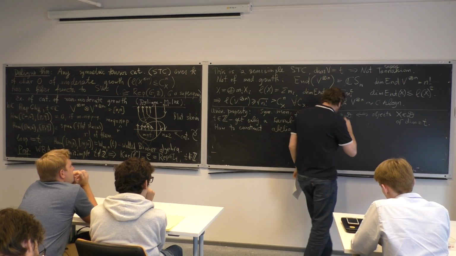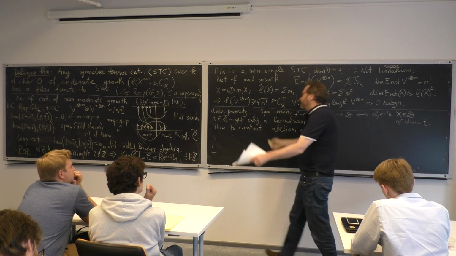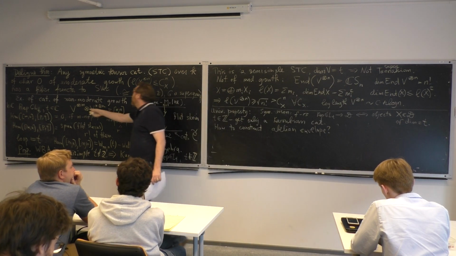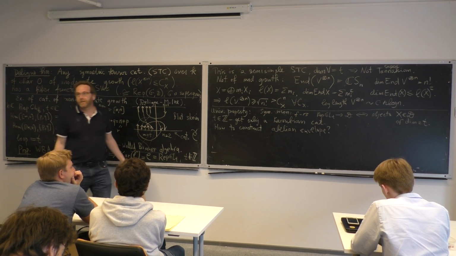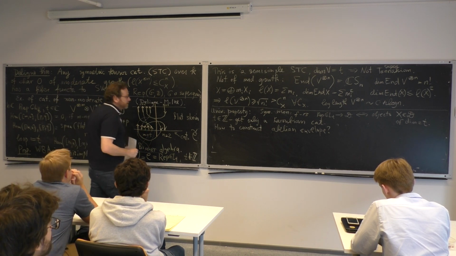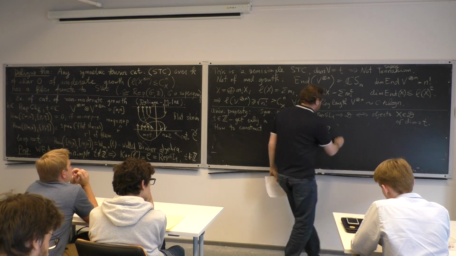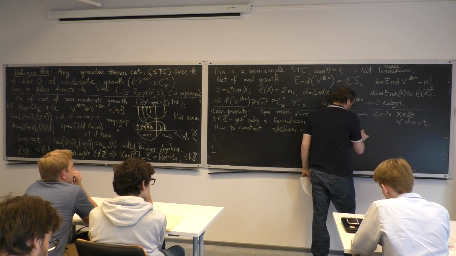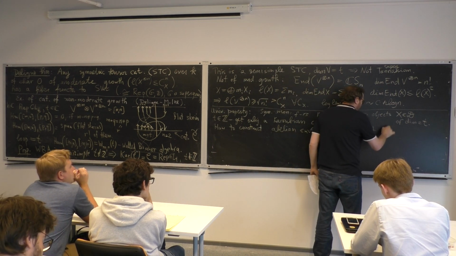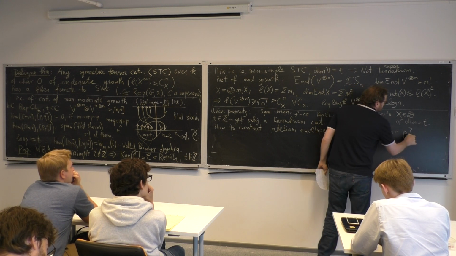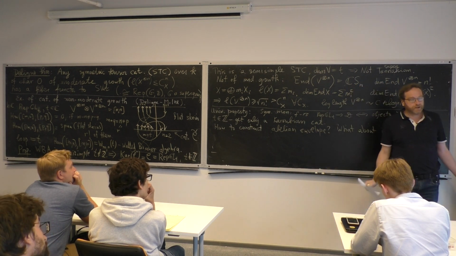And another, which means embed this into an abelian category and add all the representations that are missing, which do not occur as direct summands in this tensor product. And the related question is, what about characteristic p? Can we construct non-moderate growth examples in characteristic p?